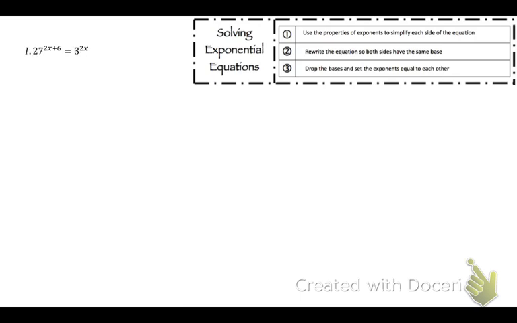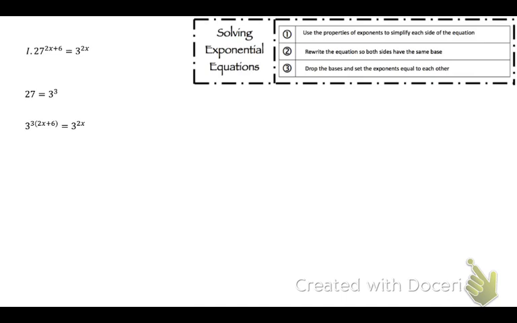Let's do this one. So this is 27 to the 2x plus 6 equals 3 to the 2x. Now we don't have any exponent properties, but we need to get it so they have the same base. And I would always go for the smaller base, like 3. It's hard to get 3 to have a base of 27, but you can break 27 down so it has a base of 3. Because 3 to the 3rd power equals 27.